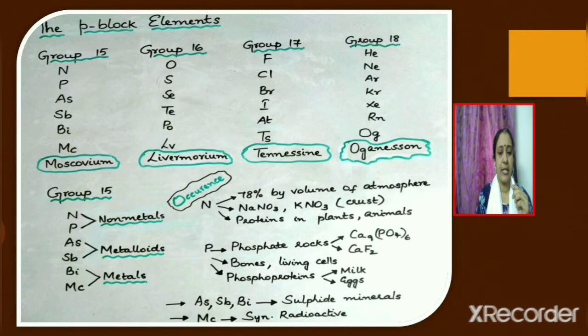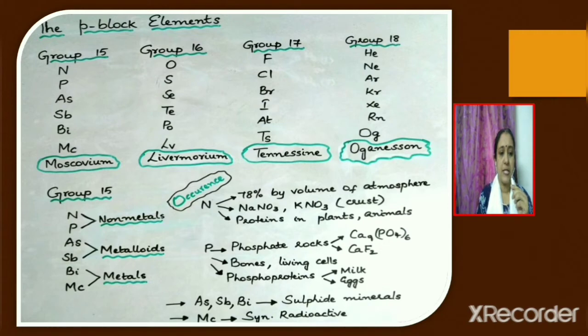Among the group 15 elements, nitrogen and phosphorus are non-metals, whereas arsenic and antimony are metalloids. Bismuth and moscovium are metals. Nitrogen is present in the Earth's atmosphere. What percentage of nitrogen is present in the Earth's atmosphere? 78% by volume. Nitrogen is also present in the Earth's crust as sodium nitrate and potassium nitrate. It is also present as proteins in plants and animals.